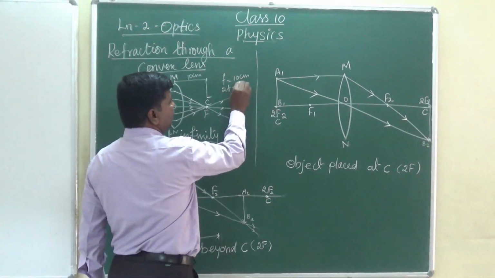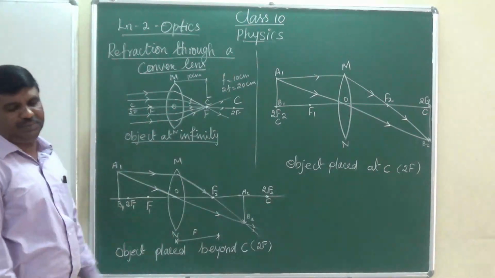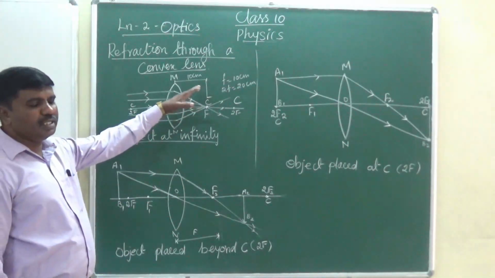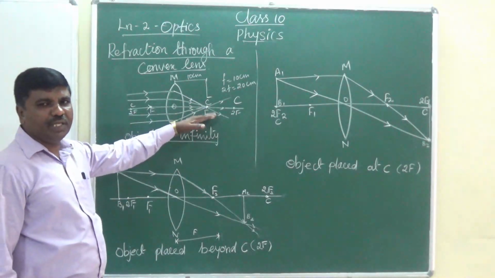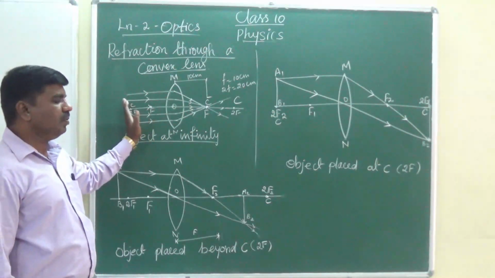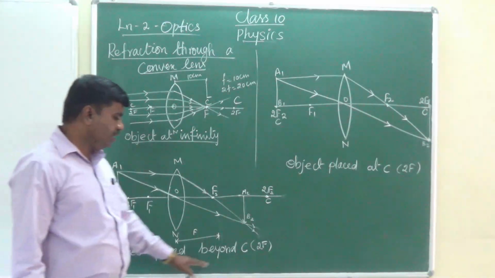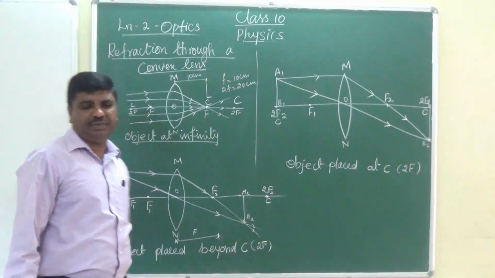Here 2f equals 20 centimeter. That is how we get 2f. f equals 10 centimeter, that is the focal length or focal point of the lens. 2f means twice the focal length. Now we can say the object is beyond C or 2f.